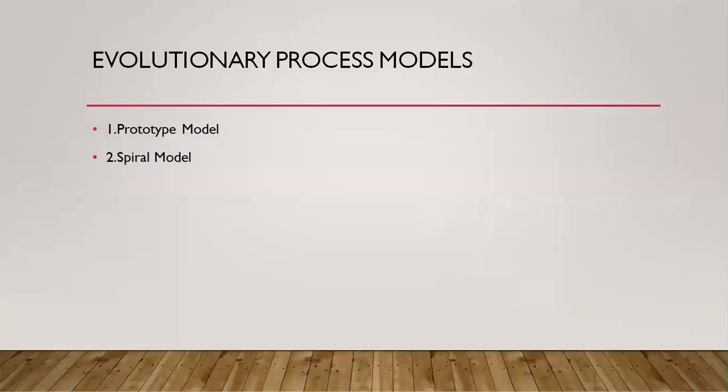So in this evolutionary model, the activities we have to carry out to develop our project are executed in a ring manner or circular manner. That circular manner of execution of activities is also called the process flow of activities execution. Clear? So there are two types of evolutionary process models. The first one is the prototype model, and the second one is the spiral model.